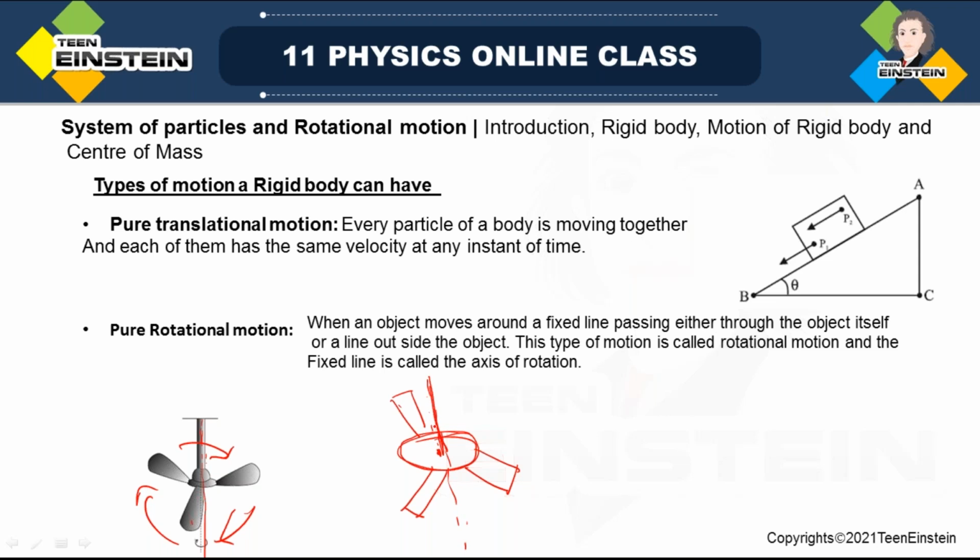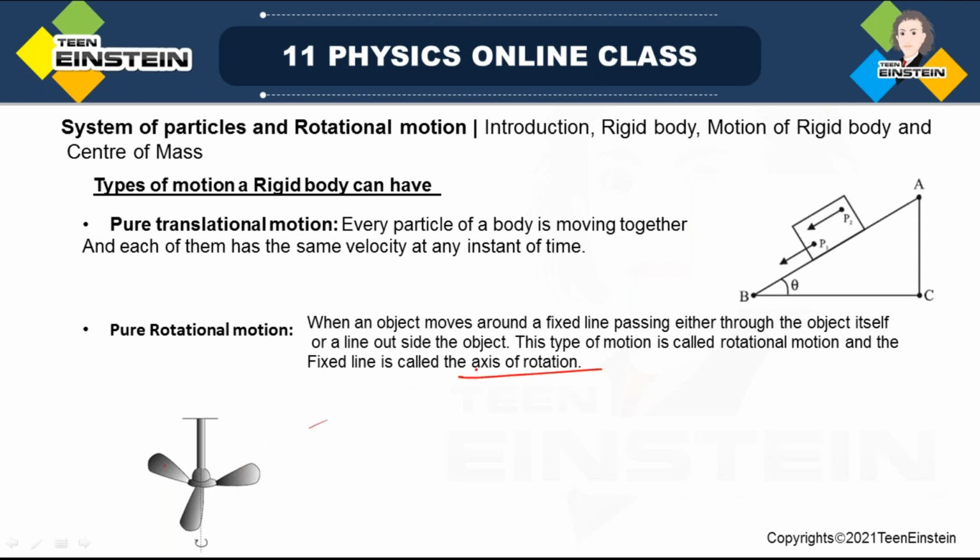Through the middle of the ceiling fan, and about that the blades are rotating, or the fan is rotating. So in this case, the blades are rotating about a fixed line. This kind of motion is called rotation, and the fixed line about which the blades are rotating is called the axis of rotation.